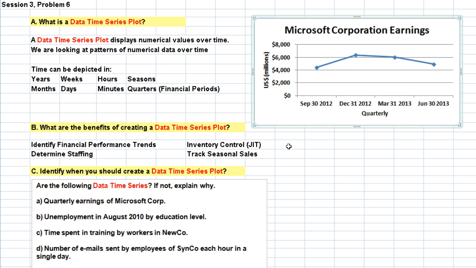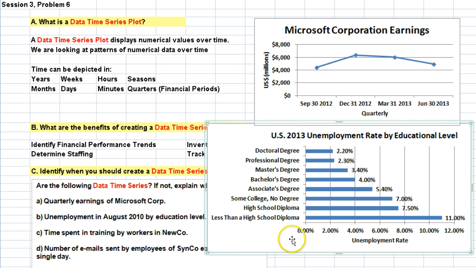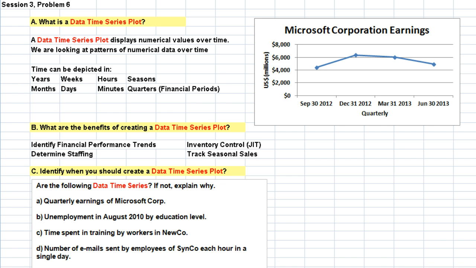Our next one is unemployment in August 2010 by educational level. Well, we're talking about August 2010, that's just one date, so we're not talking about dates over time. And in addition, we're talking about educational level, which is not numerical data, it's categorical data. So this would not qualify as a data time series plot. I did make an example of this. It's for 2013, but it gives you an idea. I made a bar graph for this, and it does show how I would depict that data, but it is not a data time series. It is indeed a bar graph. So we'll say a no to that.